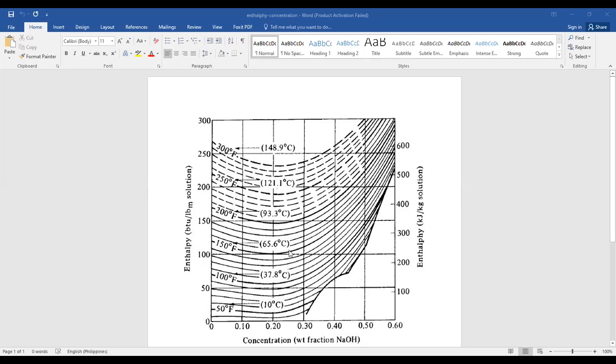And since my problem is giving us SI units, I'd like to go here to the right and read the corresponding value of the enthalpy. So it's a little bit below the 250 because it's here. So I'd like to approximately give it a value of 240 kilojoule per kilogram of your solution. So I go back to our board.